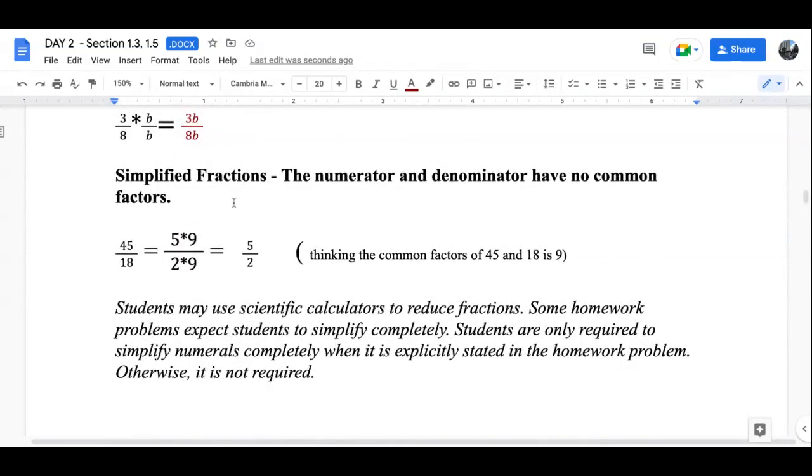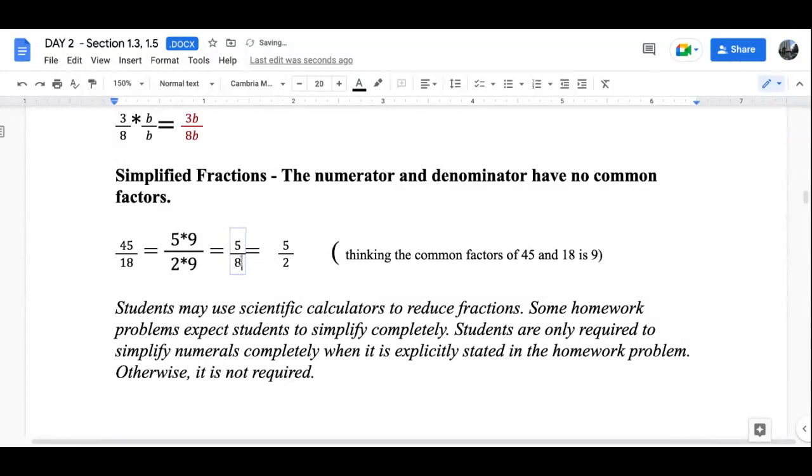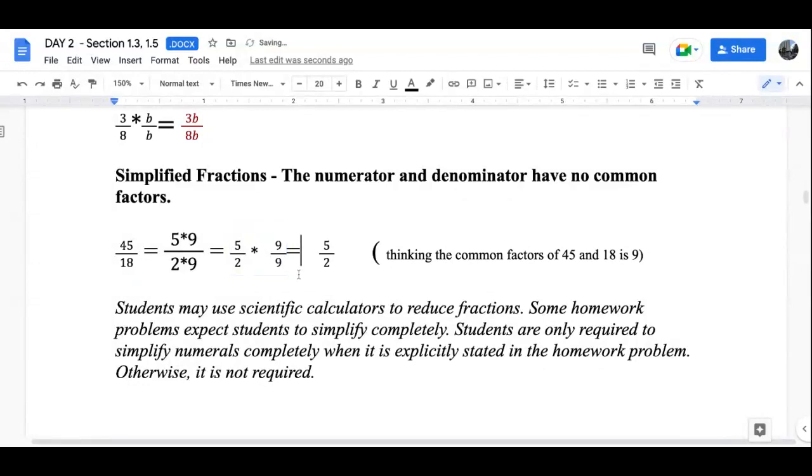Simplifying fractions, which means we want to find the simplest form, simplest equivalence, right? Let's see 45 over 18. 45, we can write as 5 times 9. 18 can be written as 2 times 9. Well, now we see 9 over 9, okay? So this one equals 5 over 2 times 9 over 9. Well, 9 over 9 is 1. Right? 5 over 2 times 1 is just 5 over 2.